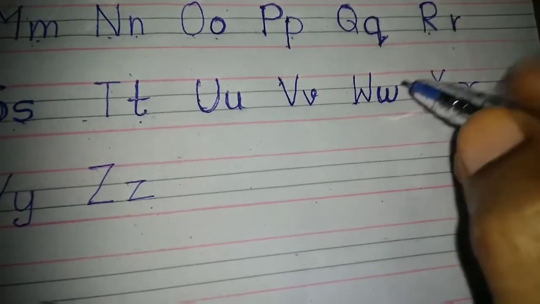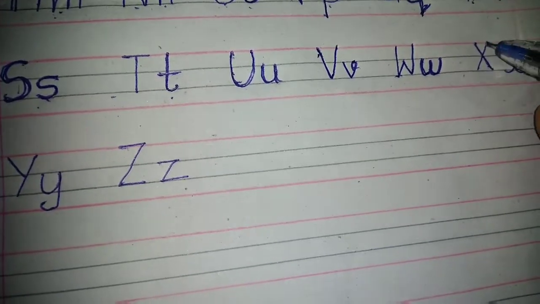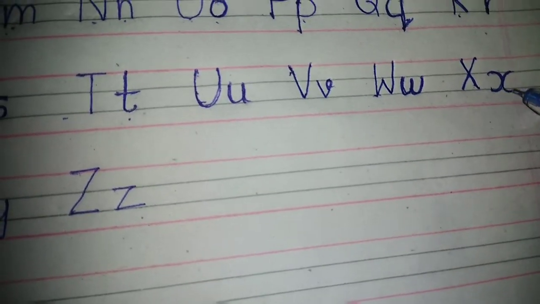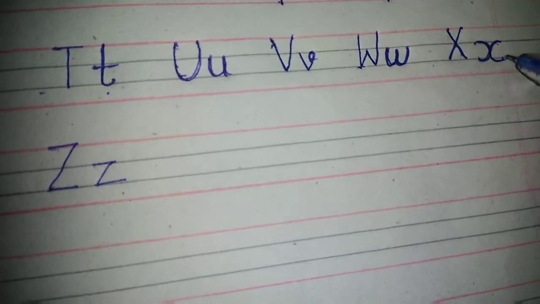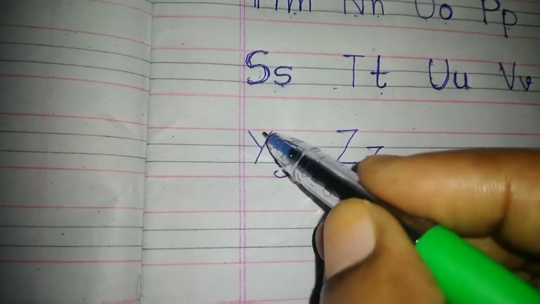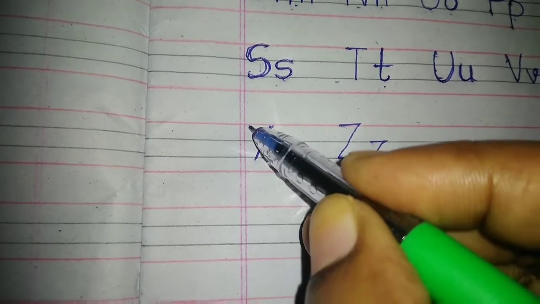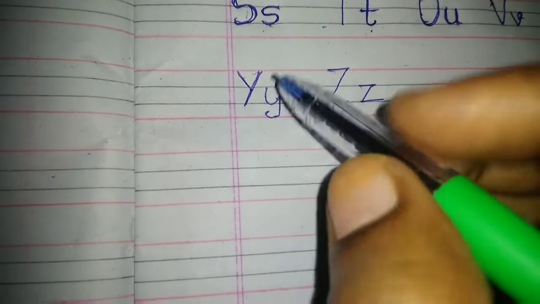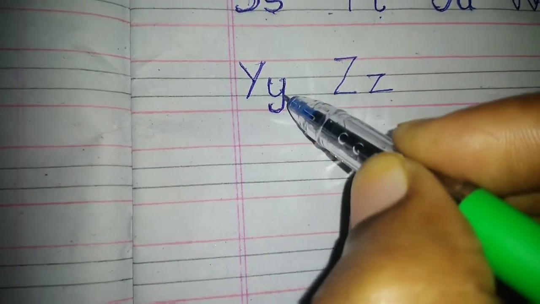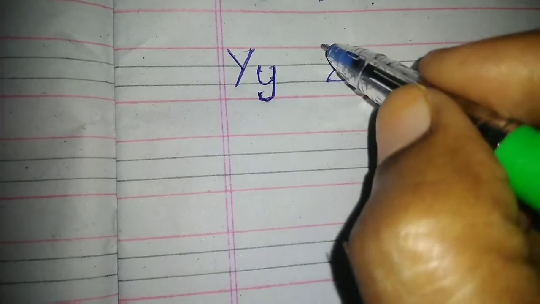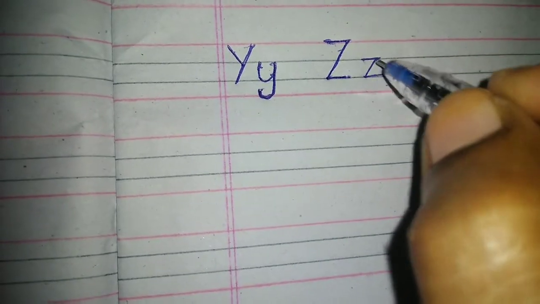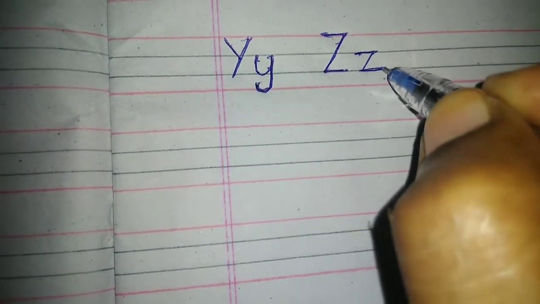It makes a W. Now capital X, small x. Small x is a left curve joined with a right curve. Small x belongs to only 2 lines. Now capital Y and small y. Capital Y is a slant line and another slant line. Small y is an upper curve, standing line joined with an upper curve. Capital Z belongs to the third line, with a sleeping line and slant line. Small z is the same, but small z belongs to only 2 lines.